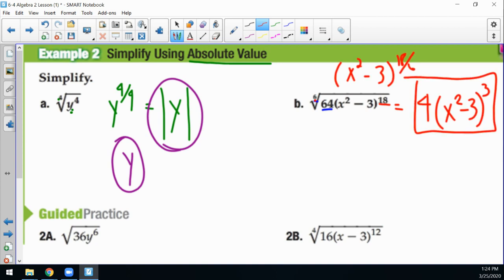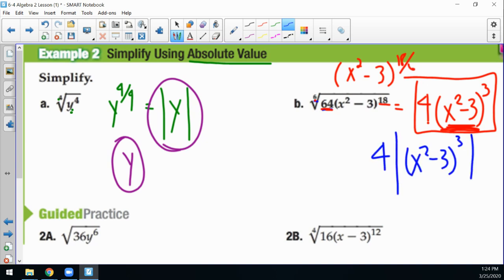Where the absolute value would come into play would be this part right here. Because obviously we know that this 64 is positive, it's not negative, but we don't know that this is specifically positive. Again, if you were to look it up online, it would probably look like this.